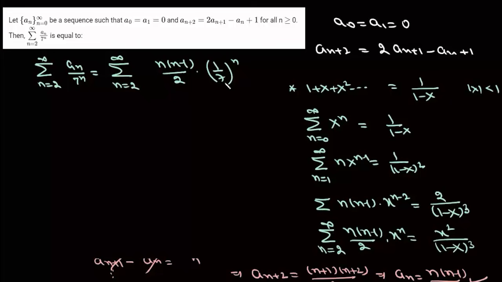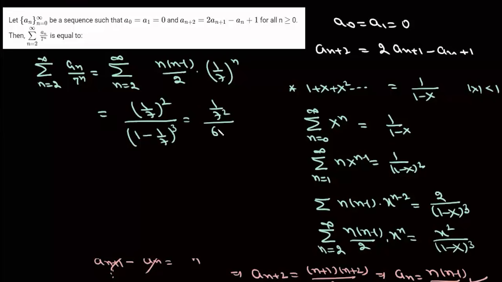Now here the value of x is 1 by 7. So it'll be this, (1 by 7) square upon (1 minus 1 by 7) cube. So there'll be 1 upon 7 square, and this is 6 cube by 7 cube. So there'll be 7 upon 216. So the answer to this question is 7 upon 216.